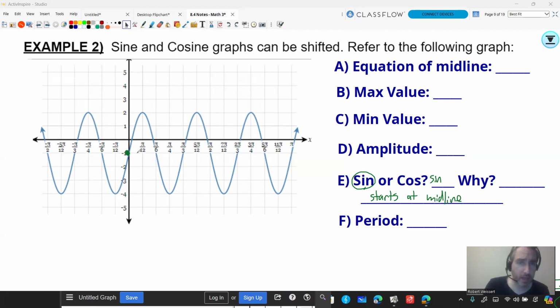So the equation of the midline here looks like it's going to be at -1. So we don't write -1, we write y equals -1. The maximum value, remember that's a y value. So that highest y value here is going to be 2. The minimum value is going to be your lowest y value. That's going to be -4.